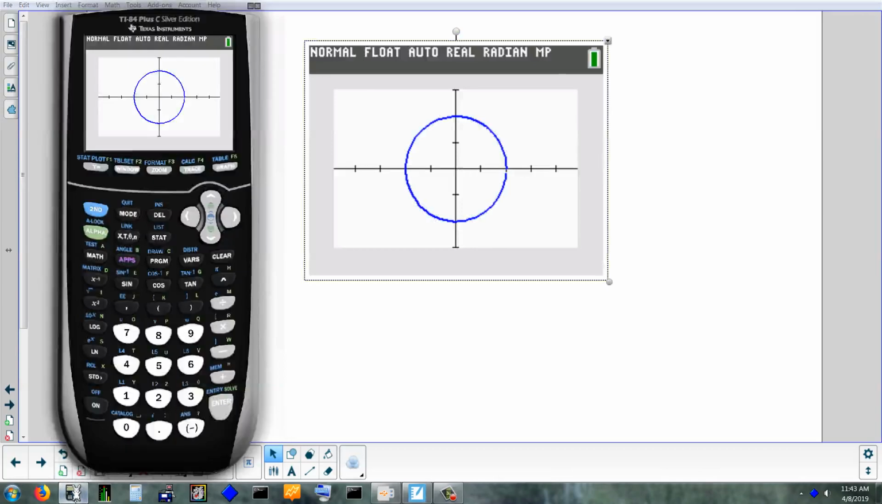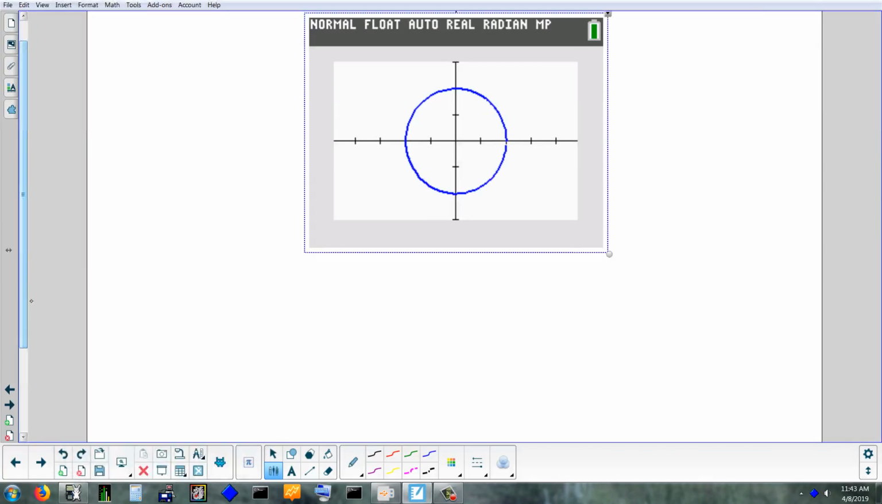Let's change this t-step. Let's change it to 1. I'm going to hit graph and watch what it does. Okay, so what the t-step is doing is it's telling the calculator how often to graph points. So what the calculator does when it graphs things parametrically is it basically puts a bunch of points and then connects them in straight lines. If you put those points very close, then you get a smoother looking curve.